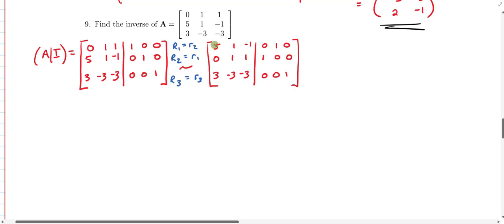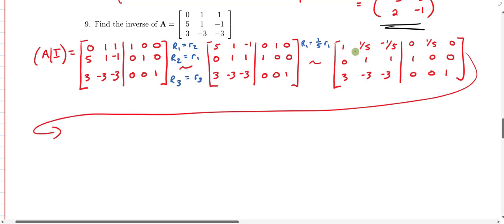My next goal is to get a 1 in this first pivot position, and the straightforward way to do that is to say that my new row 1 is 1/5 the old row 1, meaning I'm dividing that first row by 5. Now that I've got a 1 in that pivot position, I now want to get zeros above and below it. Well, there's only a below, so I need a 0 here. So the way I'm going to do that is say that I'm going to take -3 times the current row 1 and add it to the current row 3.